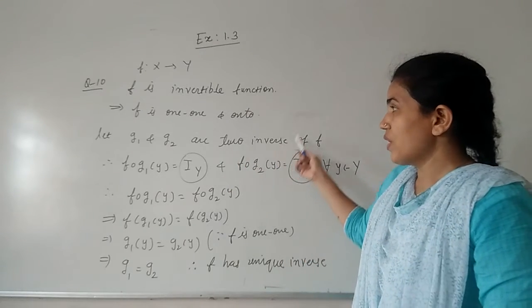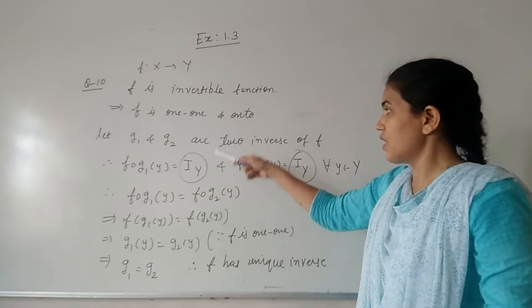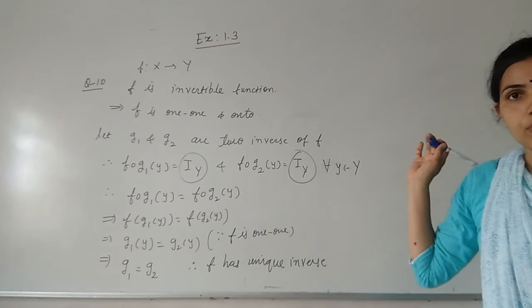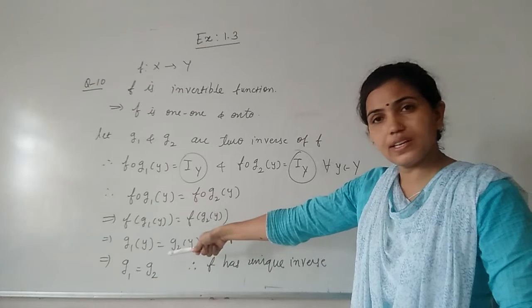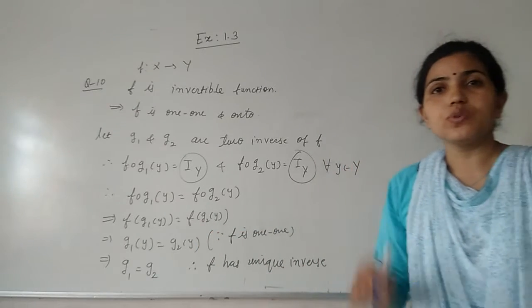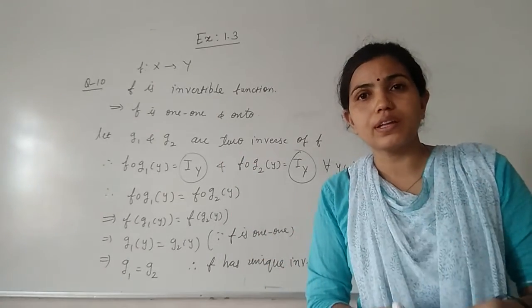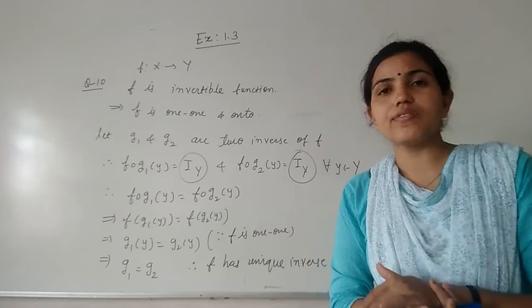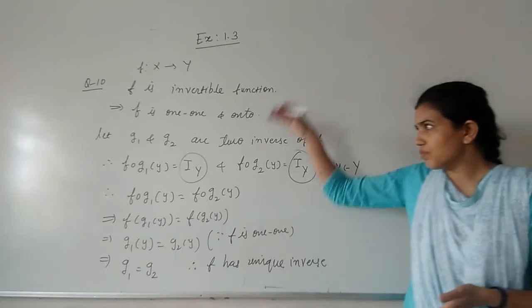Now if G1 and G2 are inverses, then f composition G1 of y is equal to identity on Y, and f composition G2 is equal to identity on Y. And then we are comparing these two, so we get the new result G1 is equal to G2. That means f has a unique inverse. We took two different inverses and proved that both are the same. That means they are unique, they are one and the same. That means f has a unique inverse. So with this, the proof of question number 10 is over.